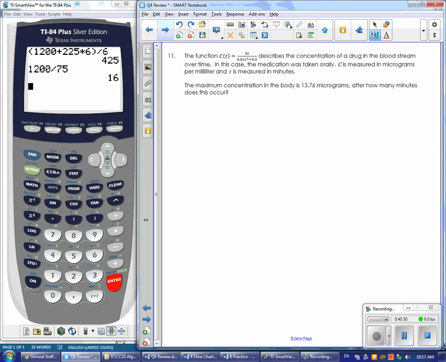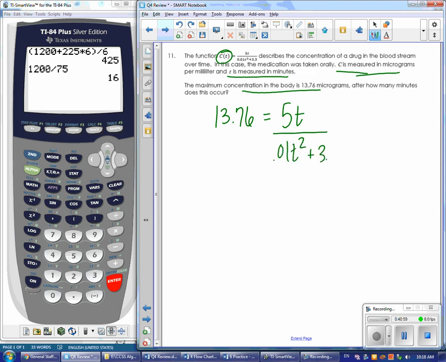So in this case, you have to solve an equation, and so if I know the value of the concentration, I've got to think about, is that going to be my variable C or my variable t? And C, we are told, represents the concentration. So I'm going to replace this quantity here, that c of t, with 13.76, and I'm going to rewrite my equation. So I've got 5t over 0.01 t squared plus 3.3.